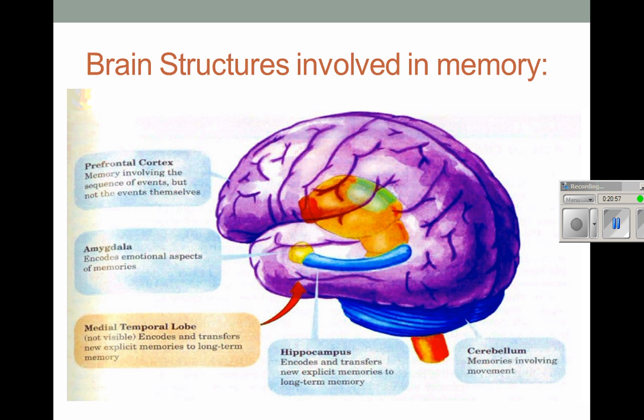So your prefrontal cortex, so that's like the whole front, that's the frontal lobe. Okay. With memory, it deals with memory involving sequence of events, but not the actual event itself. So you're not remembering an event from here, you're just remembering the order of things that happened during that event, how it happened. Your amygdala encodes emotional aspects of the memory. All right, so this is key. If you can attach emotion to something, make something have an emotional connection for you, you are more likely to remember it.